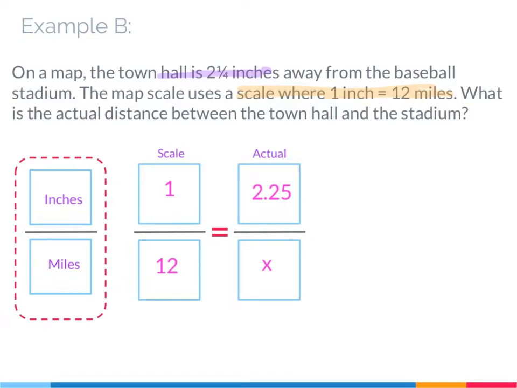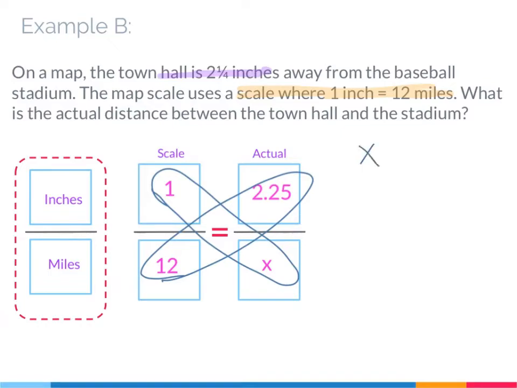So now that we've got our proportion all set up, we need to cross multiply to solve. So 12 times 2.25 and 1 times x. 1 times x is just x. 12 times 2.25 is 27. So x equals 27. And good news, I don't actually have to do any solving of an equation here. Since I end up with 1x, I don't have any coefficient to deal with, so I just know that x is equal to 27. But this is a word problem, so I need a word answer. It is 27 miles, since that is the actual distance, not the distance on the map.